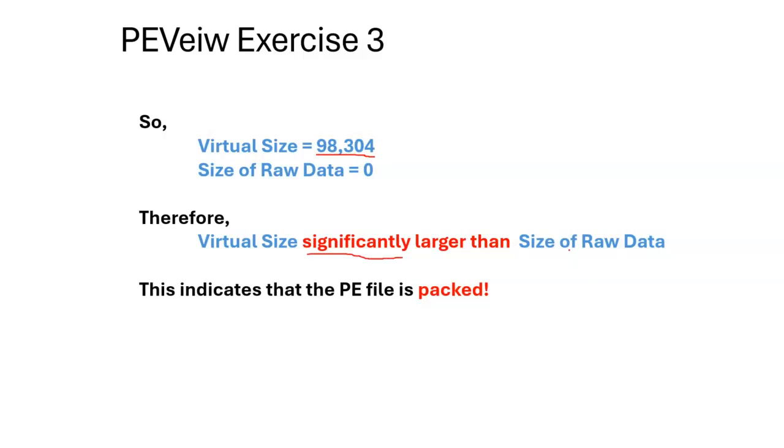So actually, in exercise number one and two, there is no significant difference. But it's in exercise number three that we actually have a packed file. Okay, packed file, because there's a significant difference basically.